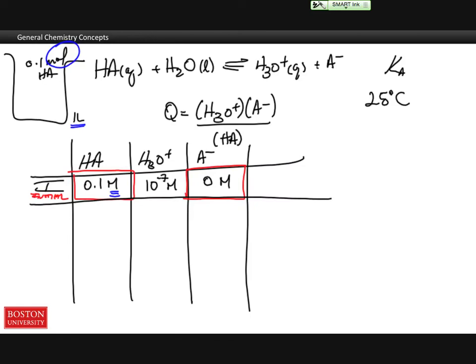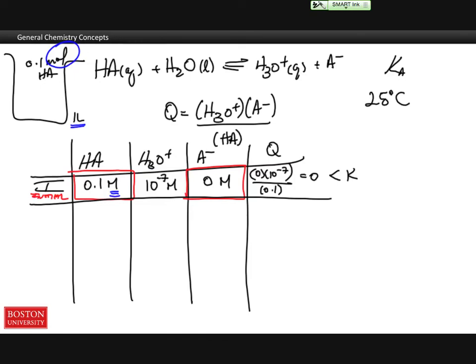Traditional ICE tables stop there. I prefer to include one more column, and that's for Q. So let's calculate the value of Q here. It's 0 times 10 to the minus 7 divided by 0.1, and that's 0. So that's less than K. I don't know what K is, but I know 0 is less than it because K has to be somewhere between 0 and infinity, so it must be that K is bigger, so we don't have enough products.